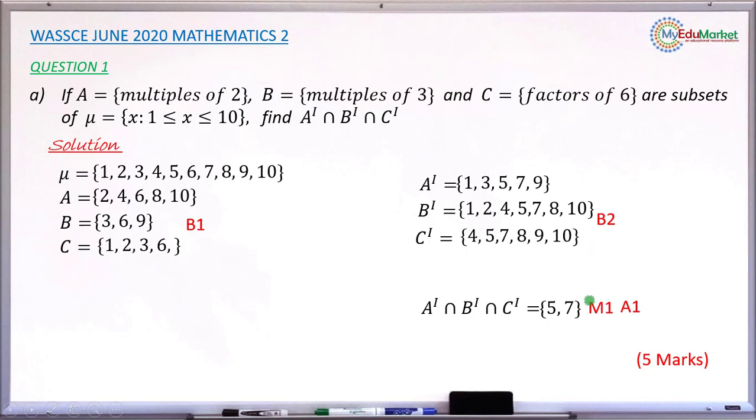If you attempted to find the intersection of the complement sets, you have this method 1 mark. And when you have an answer exactly containing elements 5 and 7, you have this accuracy 1 mark. So in total, this very question has 5 marks.